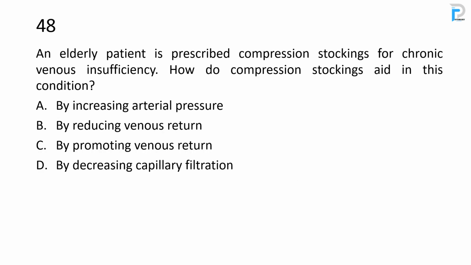An elderly patient is prescribed compression stockings for chronic venous insufficiency. That means this patient has insufficient venous return. Venous return is not good. So how do compression stockings aid in this condition? You are compressing on the veins. So this compression is going to increase venous return via an increase in the peripheral venous pressure. So the correct answer here is that we are actually promoting venous return in this condition.